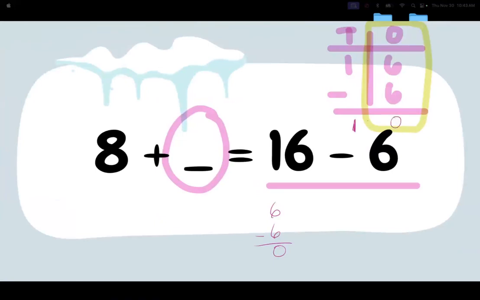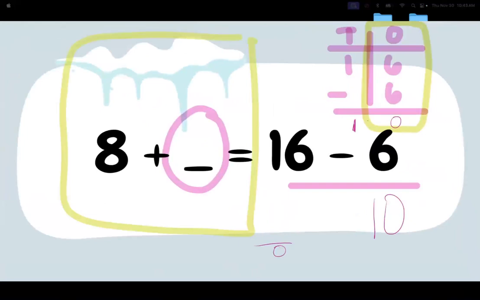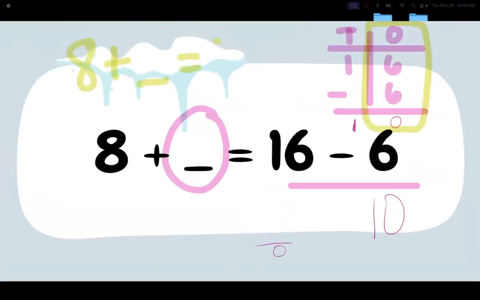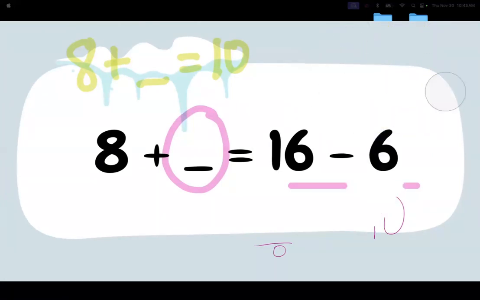So 6 minus 6 is 0. Then you drop the 1 over here, so that becomes 10 on this side. Now you're going to look at this side over here. 8 plus blank equals 10. Okay, I know the missing number. What is the missing number? It's 2, because you have 8 in your head and you have to add 2 more to get to 10.